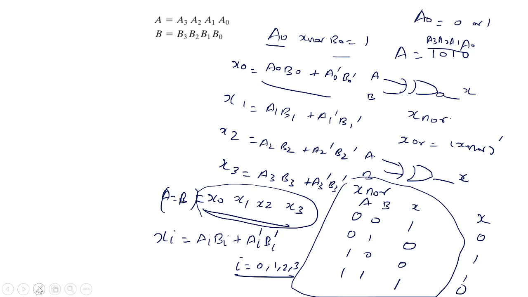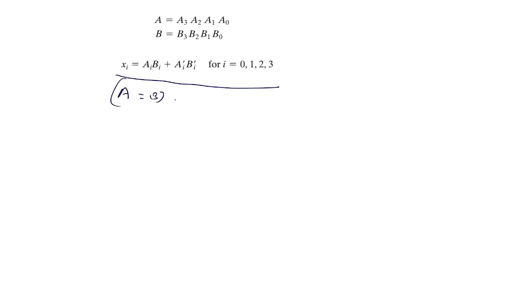Now I am clearing all this. This is the general procedure I have written for finding whether A0 is equal to B0 or not. Then what is your A equal to B? If I want to find whether A is equal to B, X3 should be 1, X2 should be 1, X1 should be 1 and X0 should be 1. If all are 1s, then only my A equal to B will be 1. So this is one equation.